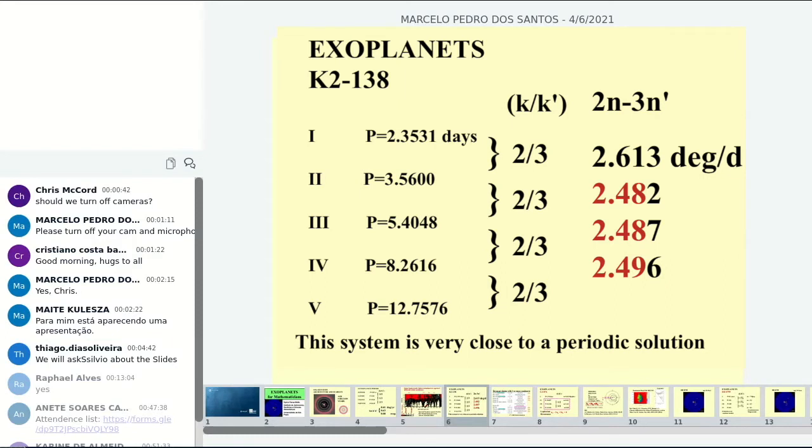More than that, I ask you to look at the column on the right side. If you make the difference 2n minus 3n', let's skip the first one, the others are 2.48, 2.48, 2.49. So the difference between 2n and 3n', where n is the inner and n' is the outer in each pair, we have exactly the same number.